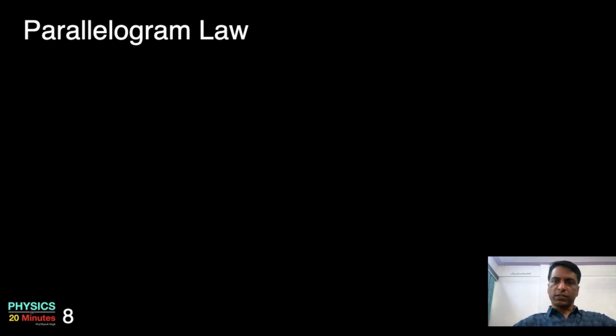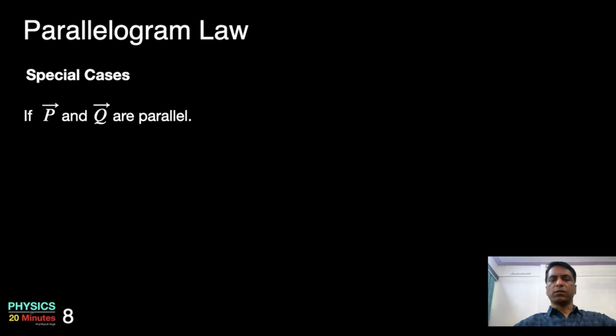Let's take some special cases of the parallelogram law. What will happen if two vectors P and Q are parallel to each other? So I have vector P and vector Q parallel to each other. In this case, since both the vectors are pointing in the same direction, the angle between them, theta, is 0.